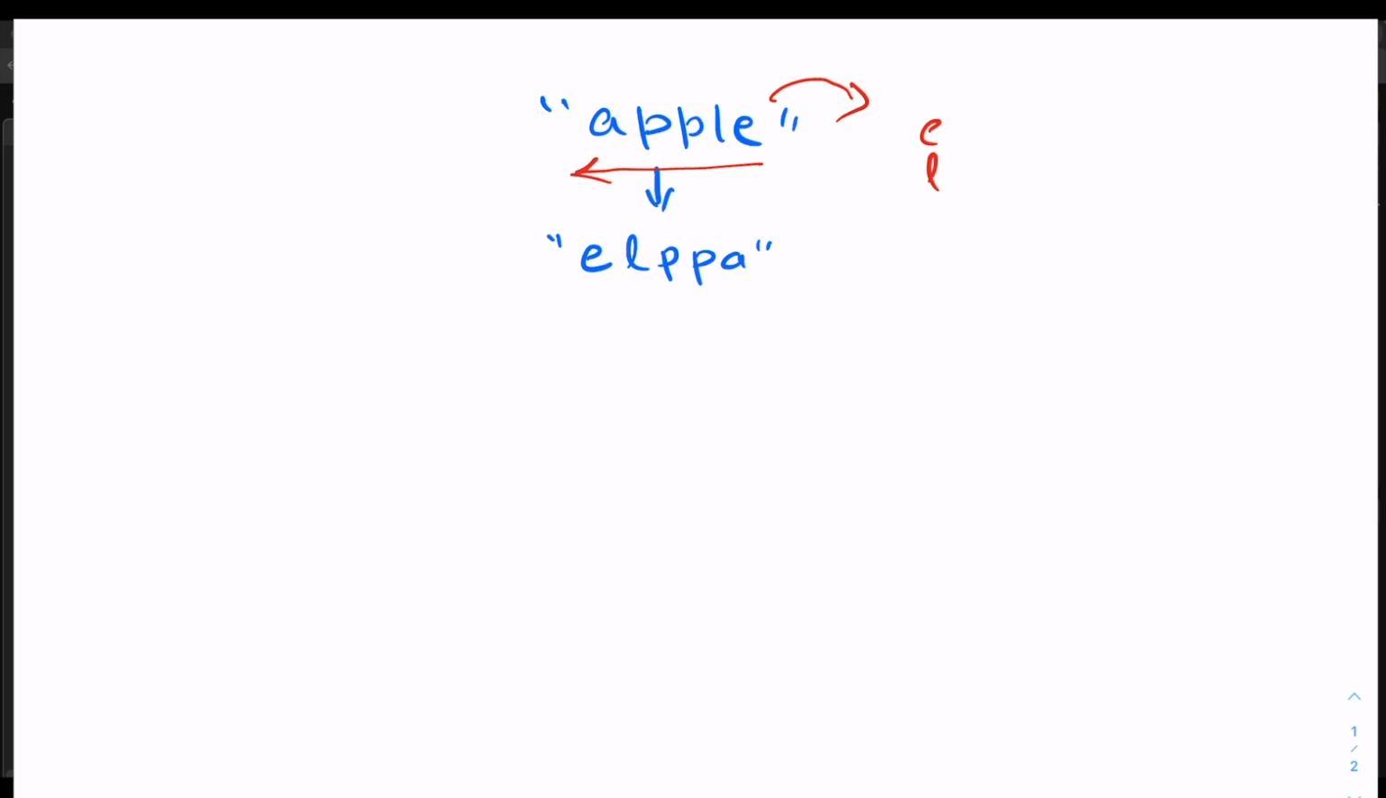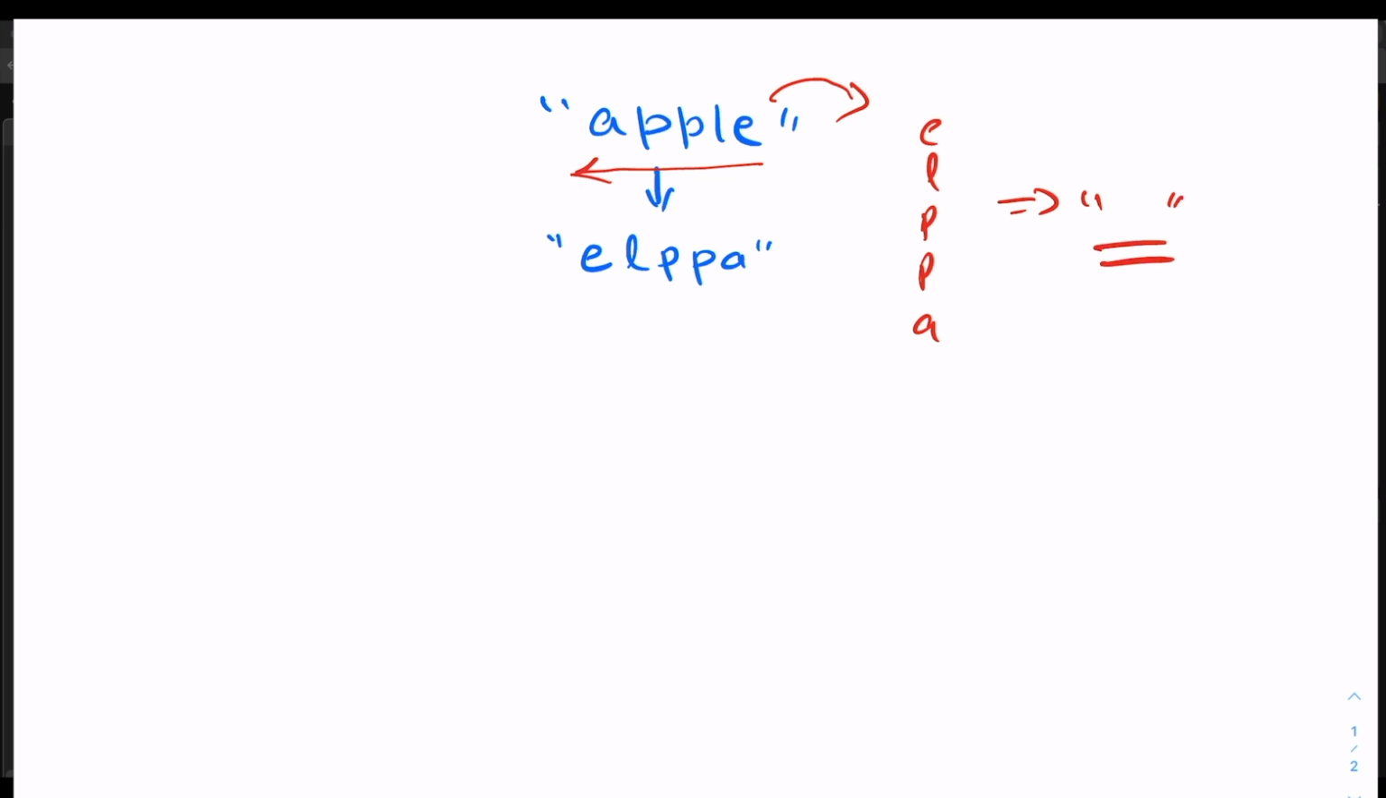Let's say we have our word apple, and we need to convert it into E, L, P, P, A. How can we do that? We can do that in multiple ways, but we will be using the straightforward way. We can loop over this string backwards and store the values into a new variable, and then we can join it and make a string. That's probably the easiest way to solve this problem.